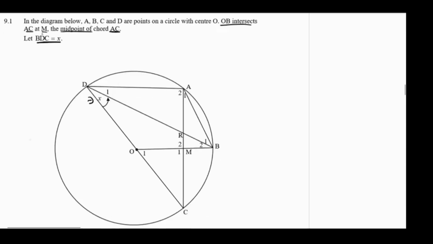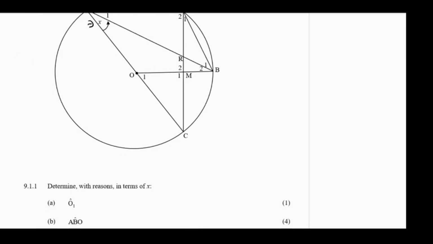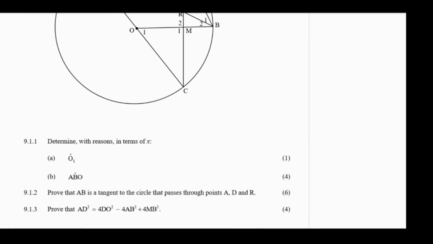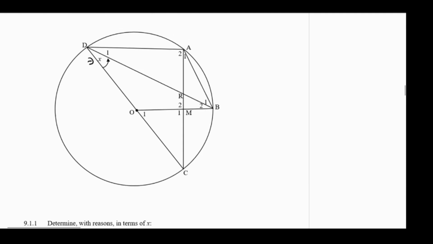So now we're going to solve the following questions. 9.1.1 says that we must determine, with reasons, in terms of X. So now we're going to do A, find the angle O1. As you can see from the diagram, this is O1, and I'm just going to mark this point here.